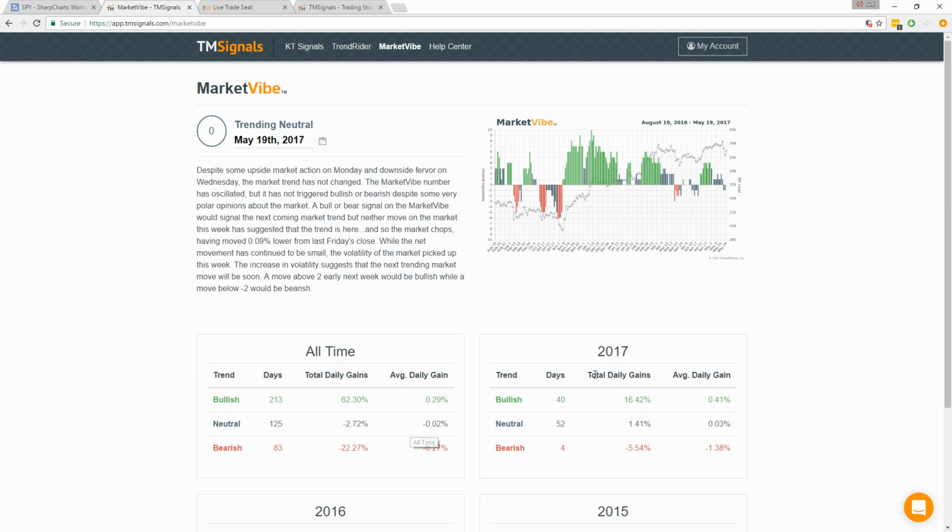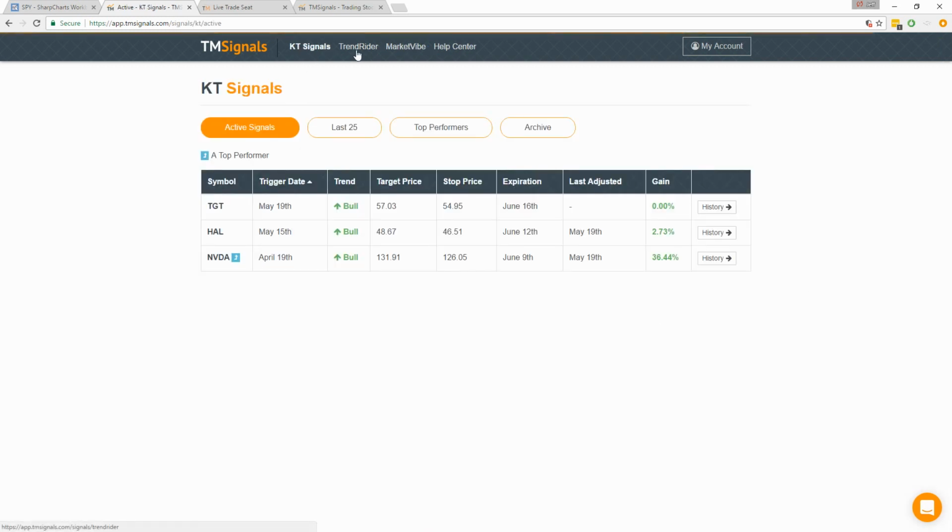All right, TMSignals and Trend Rider. What's the difference between these two? They're both looking for trend. Trend Rider is dealing with more small cap, mid cap type of names. There are some large caps in there, but stocks that historically move a lot more. Okay, stocks that are going to move 40%.